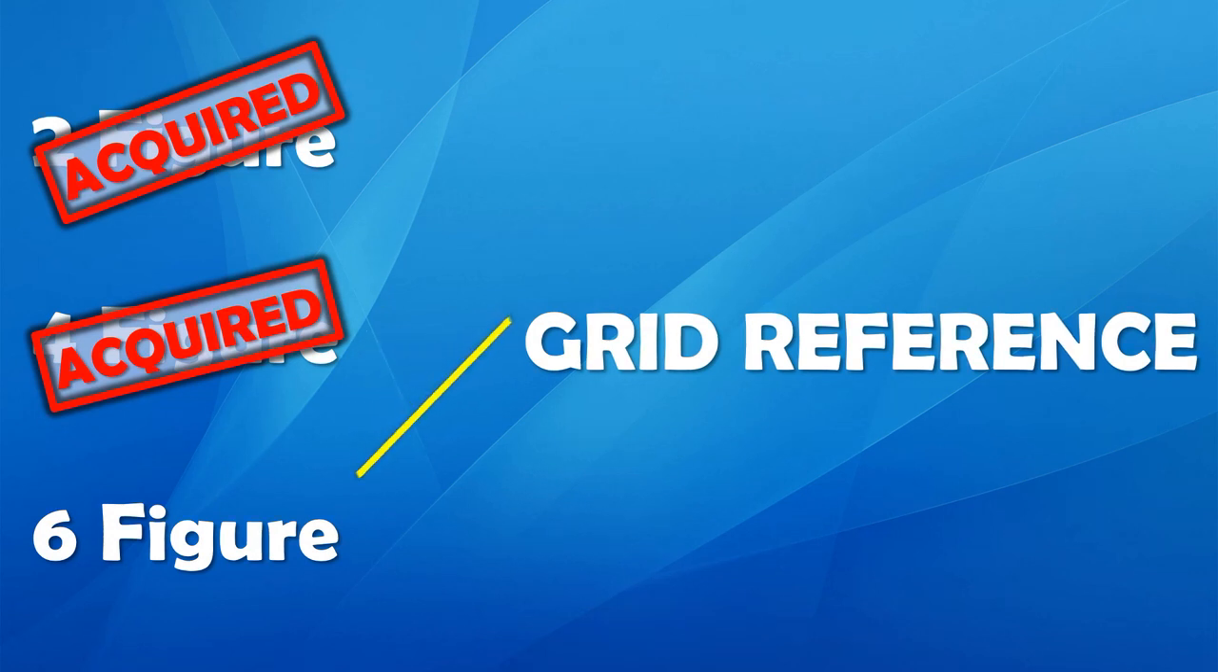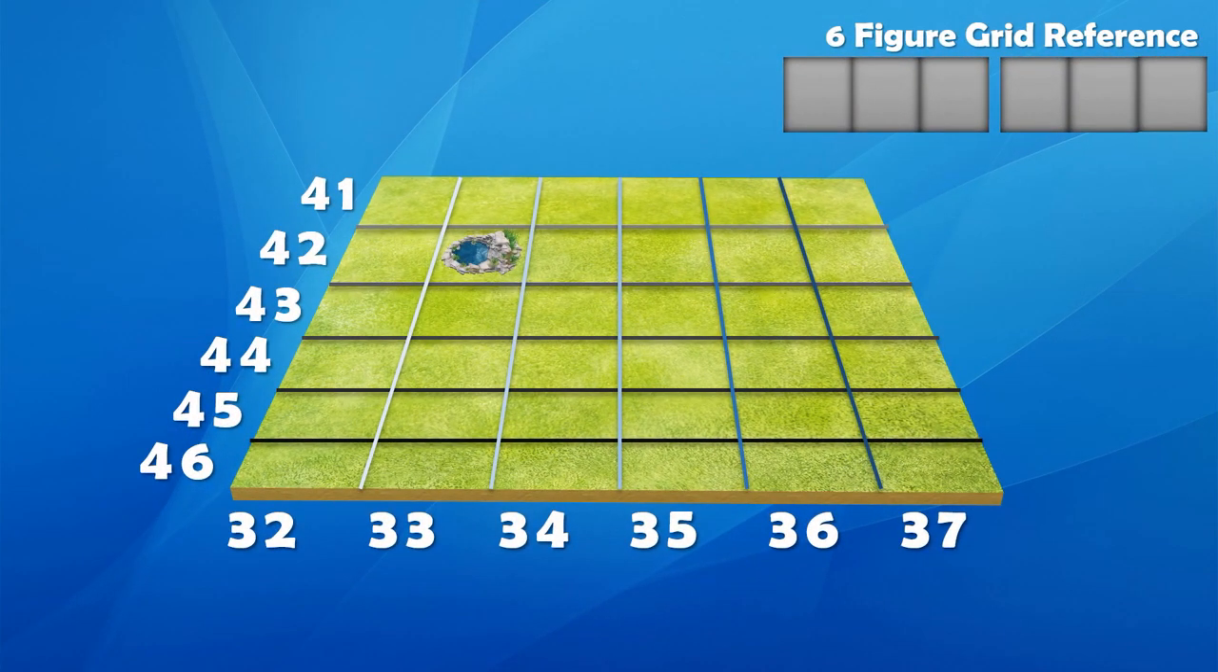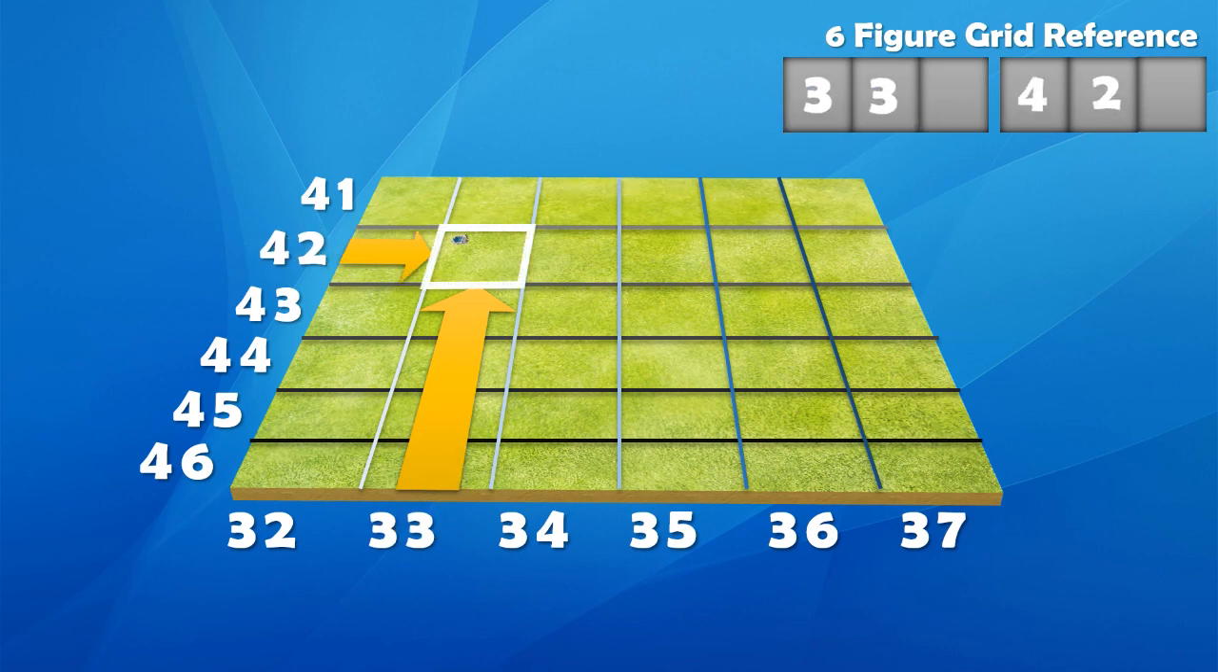Now let's look at the much harder but more accurate 6-figure grid reference. Before we can use a 6-figure grid reference, we need to first make the pond much smaller. Now we find the 4-figure grid reference for the pond. On the X we have 33, on the Y we have 42. Now that we have our 4-figure grid reference, how do we find the missing 2 figures?